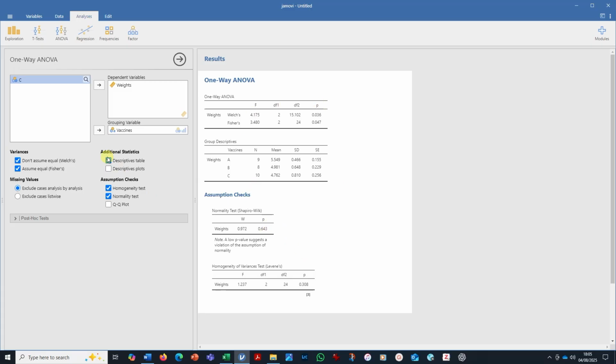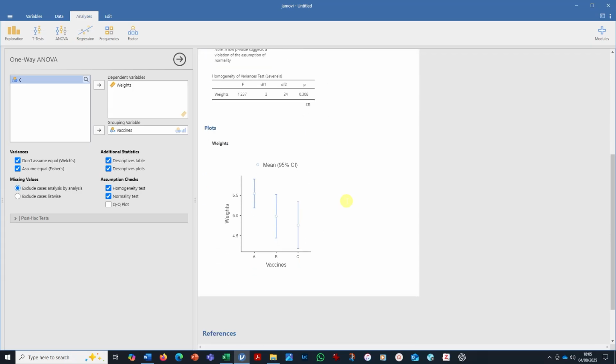this. If we wanted to have a quick look at the plots, it's always worth plotting data. Should have done this first really. We've put a tick in there, and there's our graph quite clearly showing that A is the highest one, and nothing we're going to do is going to change that. I'm going to take the tick out of that box though, because we don't need that.